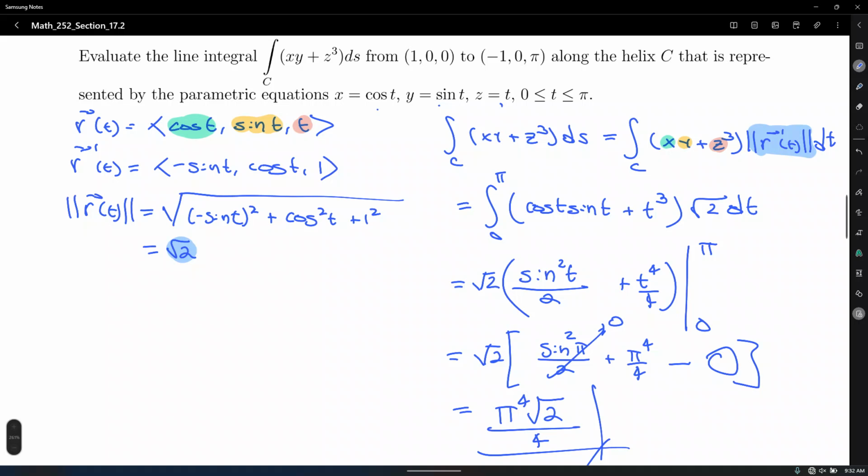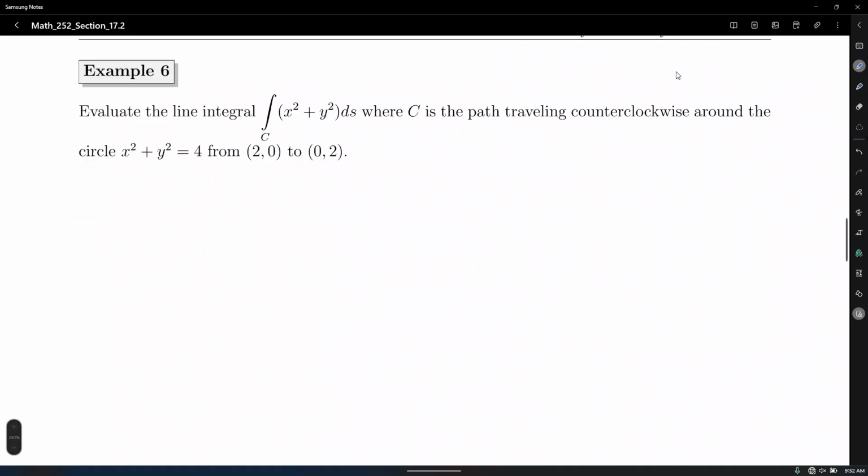Alright, let's have a look at the next example. We're going to do a bunch of line integral examples because pretty much every example has different wording. The information that we're provided is going to be a little different, and we may need to take different approaches before actually getting the information we need to set up the line integral. Alright, the next example, example number 6.